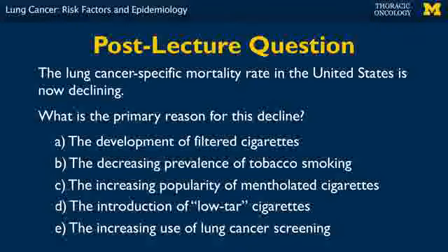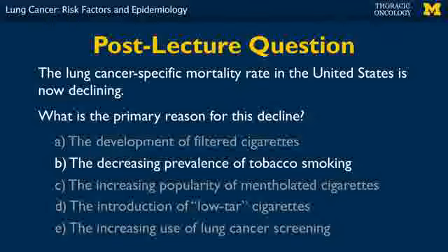What is the primary reason for this decline? And we see that the correct answer is the decreasing prevalence of tobacco smoking, because the prevalence of tobacco smoking very clearly mirrors the incidence and mortality rates associated with lung cancer, since 90% of people who develop lung cancer are tobacco smokers. We're hoping that the increasing use of lung cancer screening will also lead to a decline in mortality. However, this has not yet come to pass.